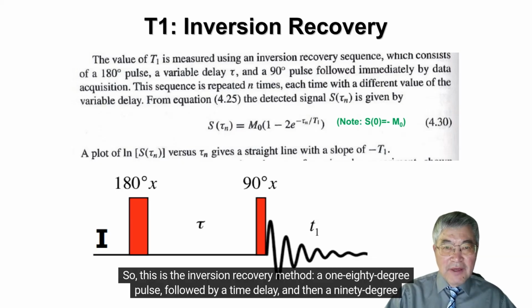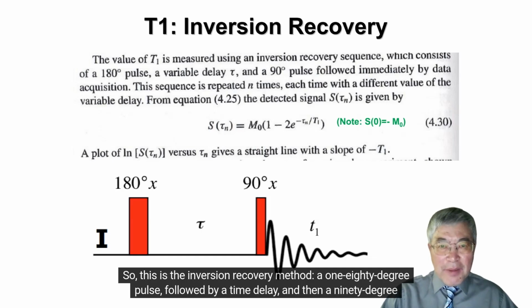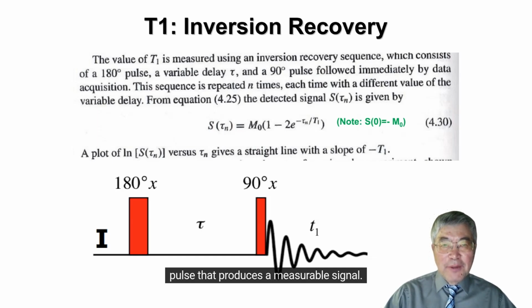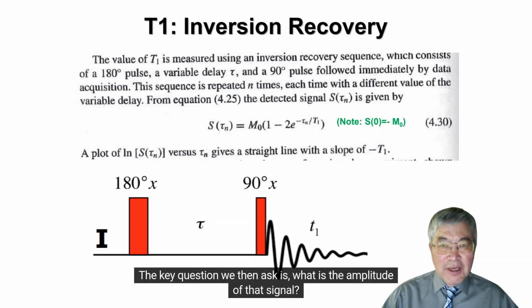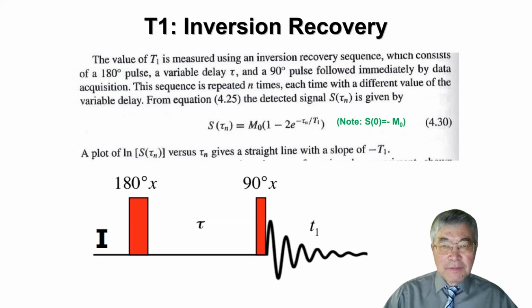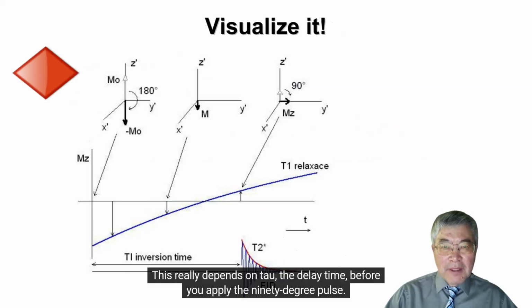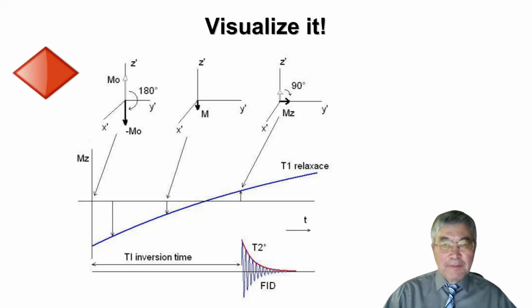So this is the inversion recovery method, a 180-degree pulse followed by a time delay and then a 90-degree pulse that produces a measurable signal. The key question we then ask is, what is the amplitude of that signal? This really depends on tau, the delay time, before you apply the 90-degree pulse. And this is illustrated here.